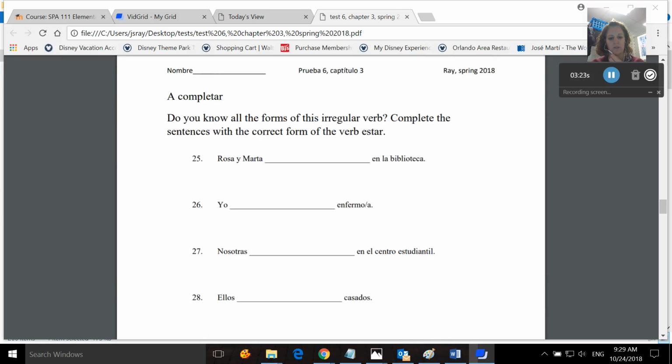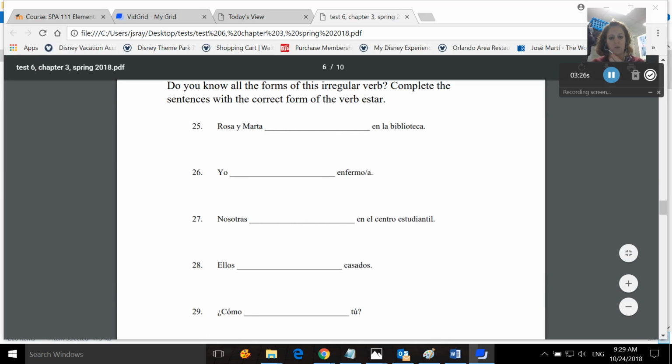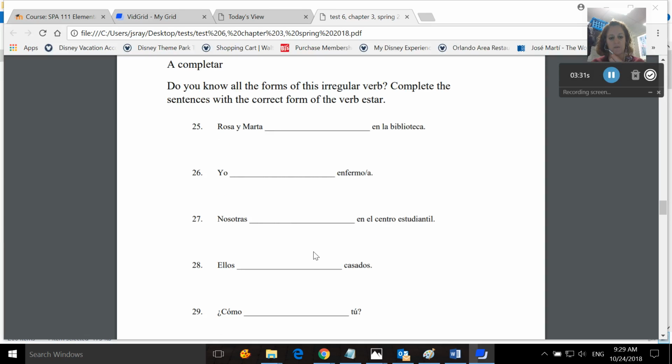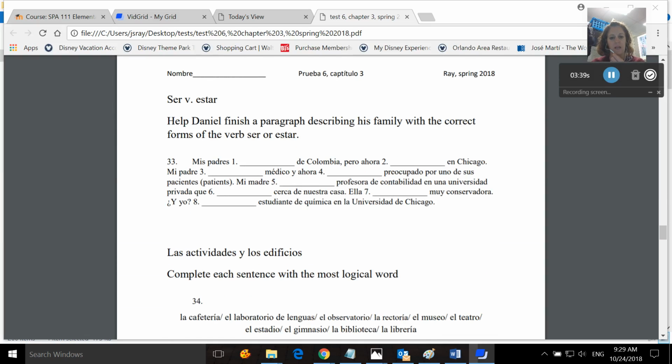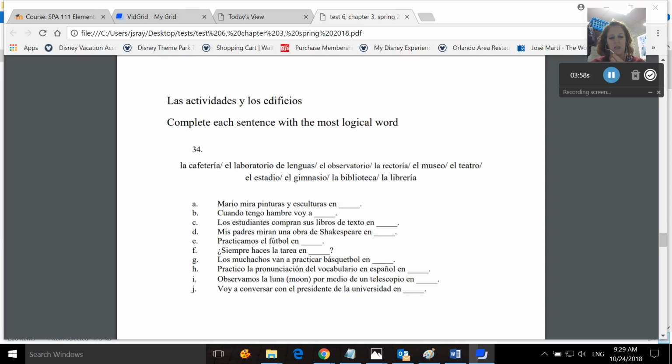Okay, a completar, do you know all the forms of this irregular verb? Complete the sentences with the correct form of the verb estar. So you're just going to take estar and you're going to conjugate it correctly for the subject of the sentence. Remember that if it's a statement, the subject comes before the blank, and if it's a question, the subject usually comes after the blank. Okay, here we're going to choose between ser and estar. So you are going to decide whether the sentence requires ser or estar, and then you have to, again, conjugate it to reflect this. You're going to make the spelling reflect who it is that is from Colombia or who is in Chicago, okay?